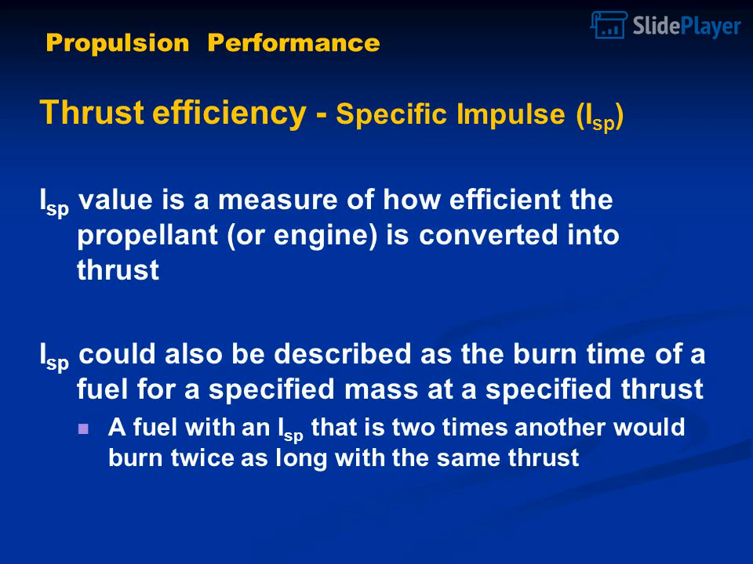Propulsion performance. Thrust efficiency, specific impulse, ISP. ISP value is a measure of how efficiently the propellant, or engine, is converted into thrust. ISP could also be described as the burn time of a fuel for a specified mass at a specified thrust. A fuel with an ISP that is 2 times another would burn twice as long with the same thrust.